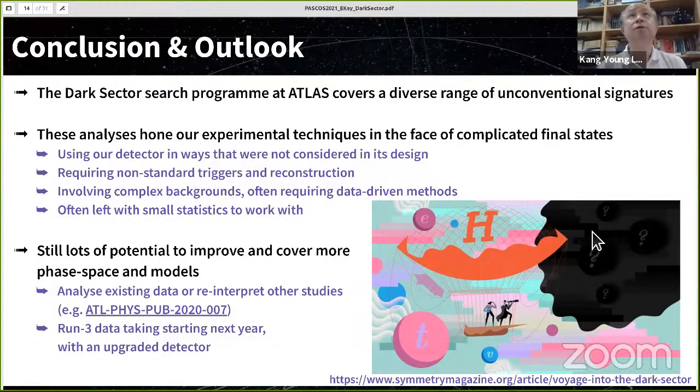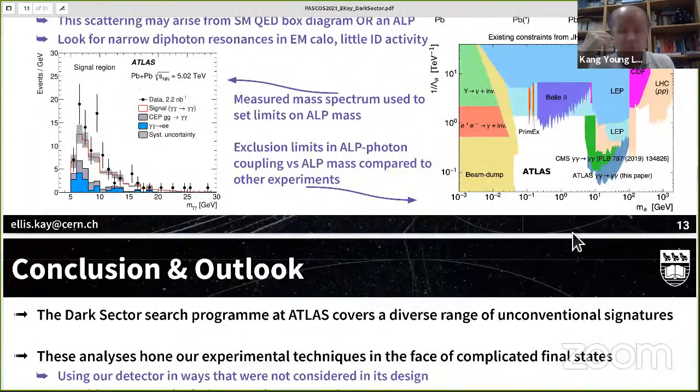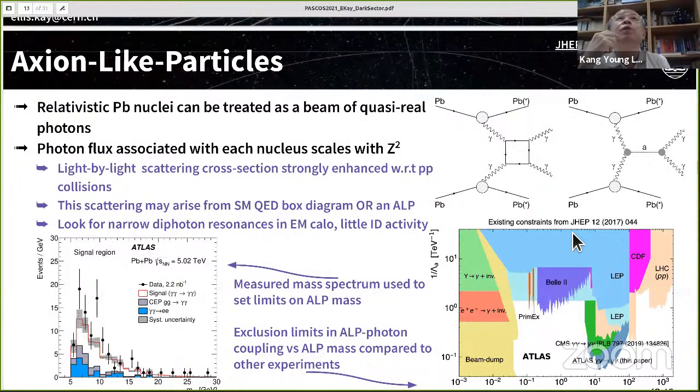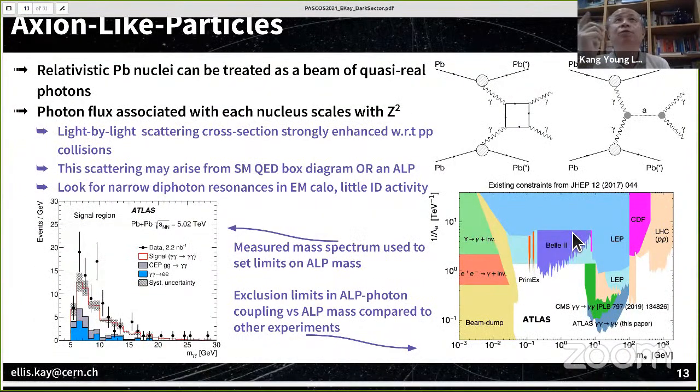Okay, I have just a simple question. You use the heavy ion data for the axion-like particles, right? Mm-hmm. And could you explain the reason why not the proton data but the heavy ion data?